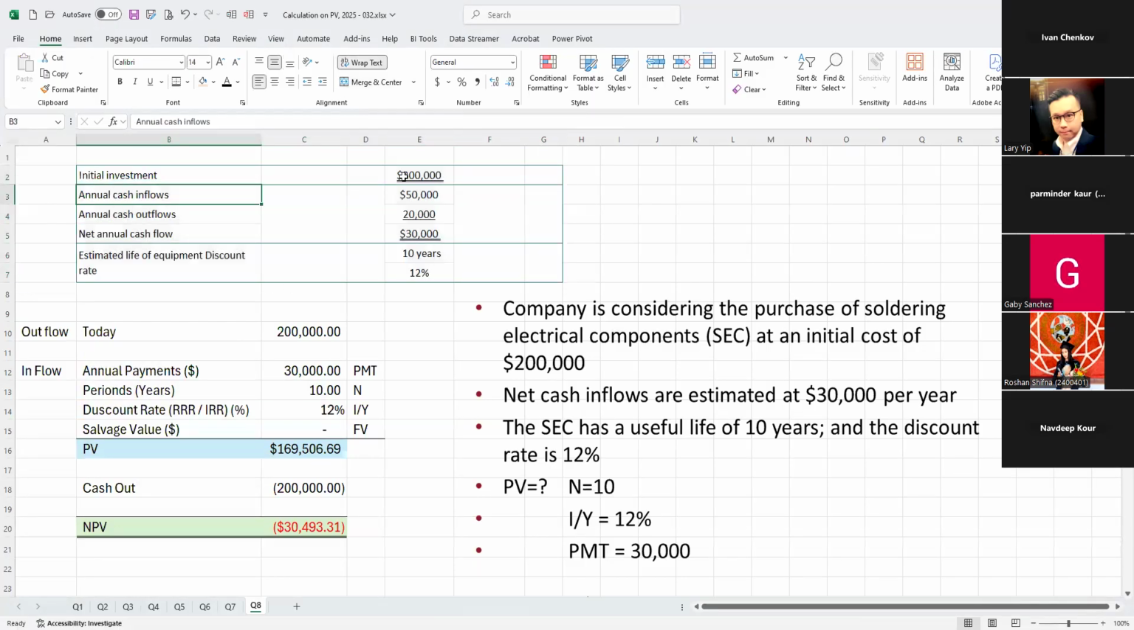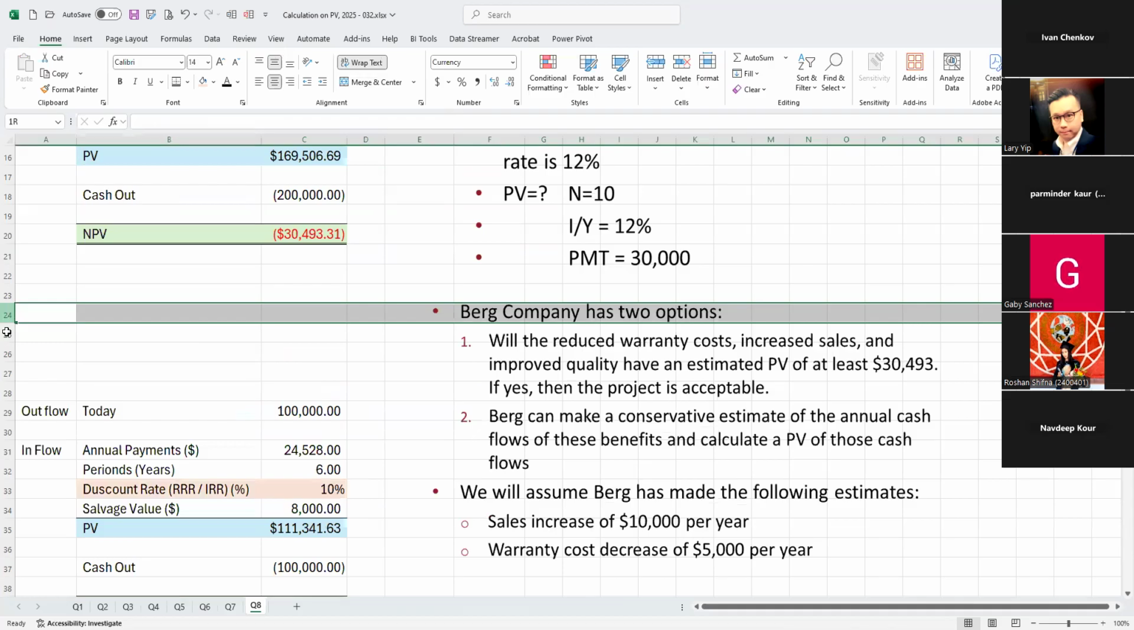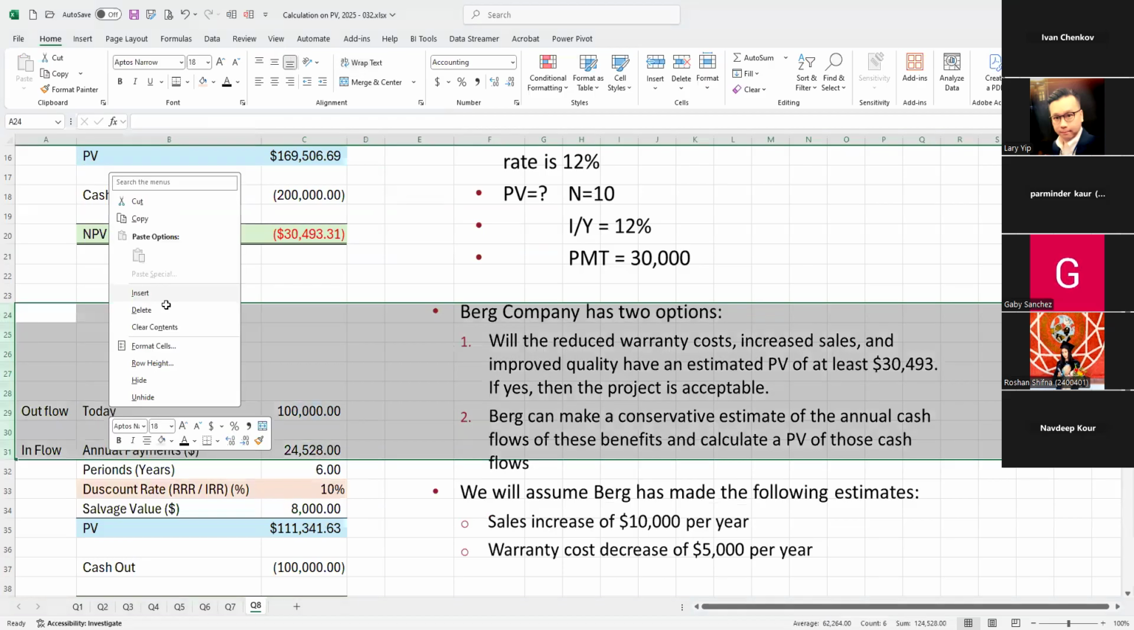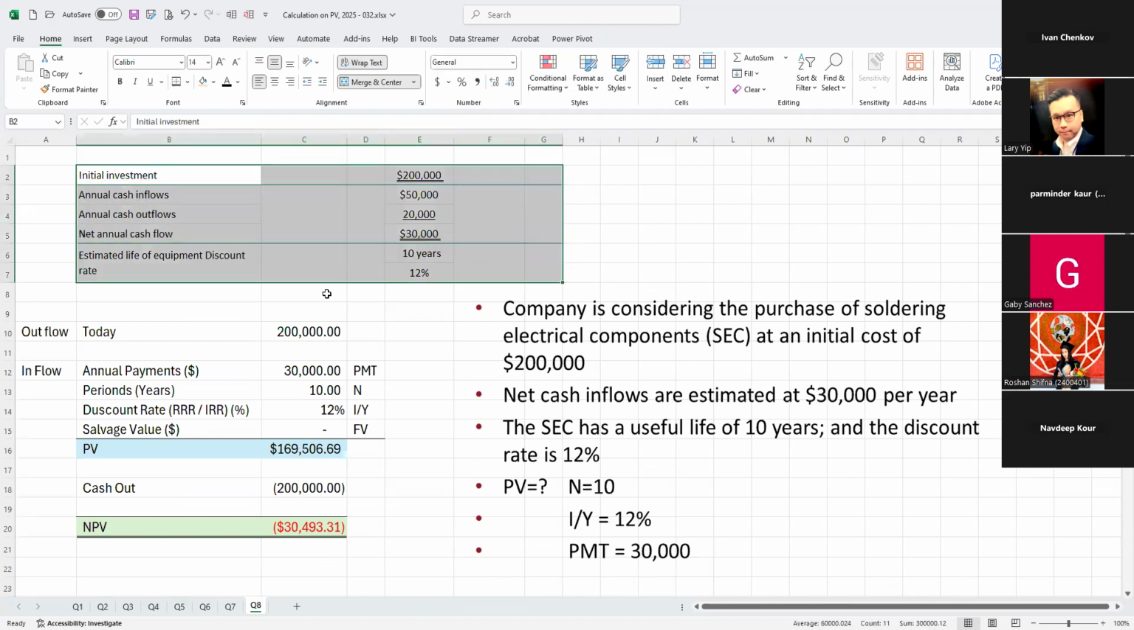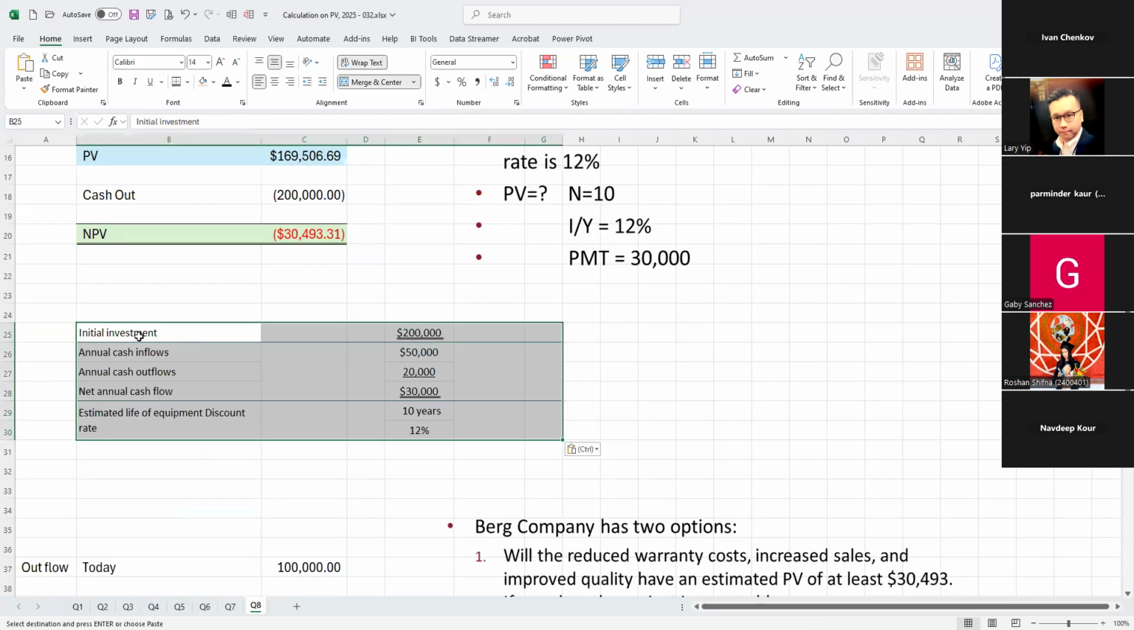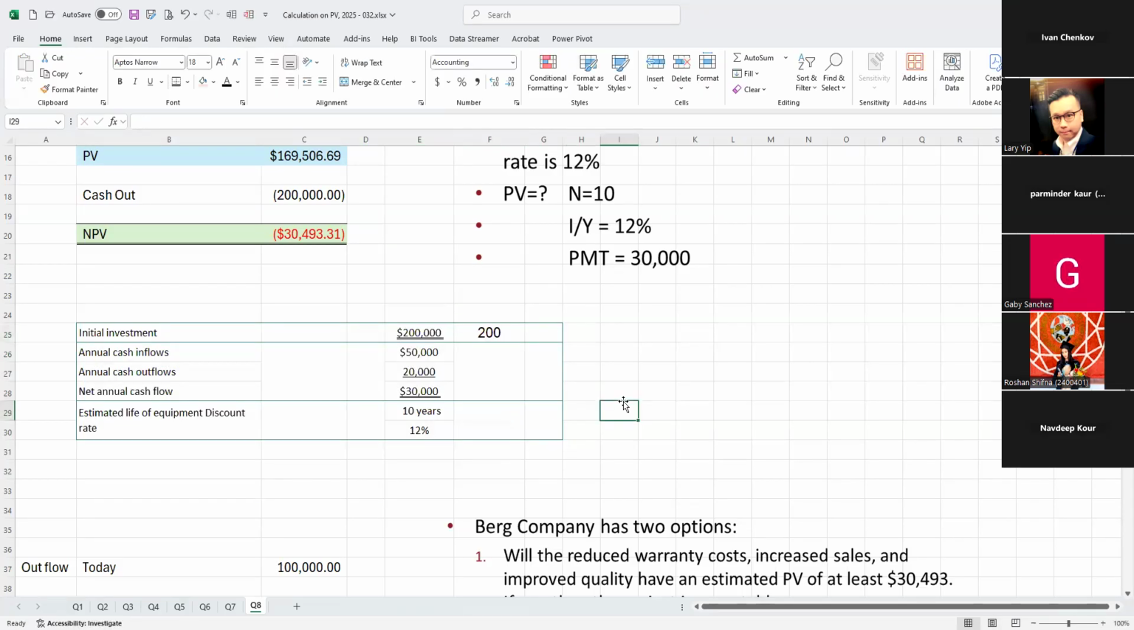So, initial investment, $200,000. From where does $30,000 come from? It comes from the annual inflow of $50,000 and annual cash outflow of $20,000. So the $30,000 comes from here. Now, what's happened in the second scenario? Let's move this one down. We're still using this information. However, something changes. What changes? The $200,000 is going to stay. There will be no change in the $200,000. Make sense?